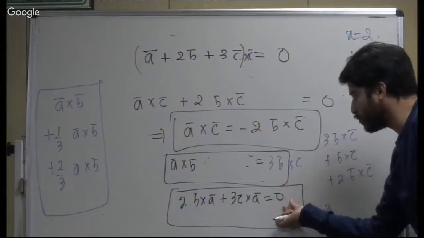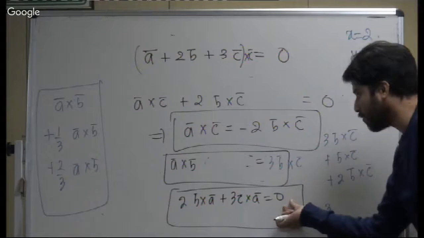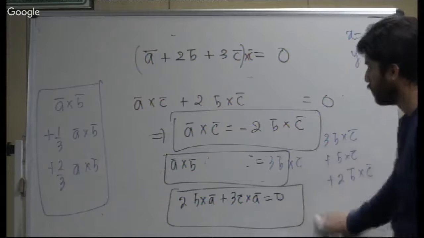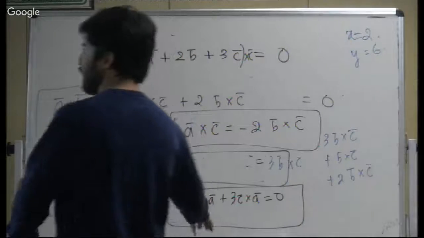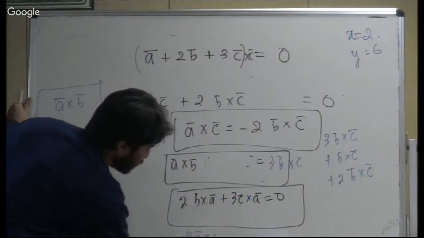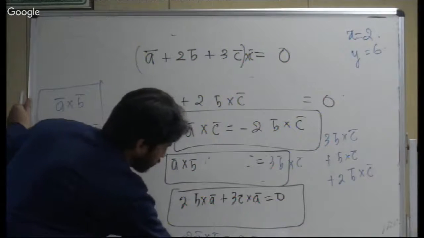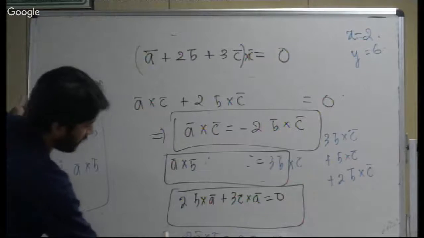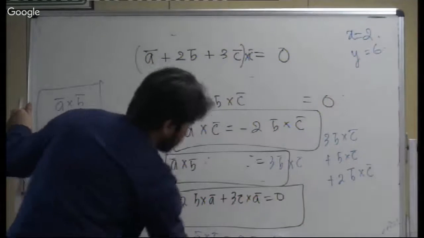So the minus one will come. Let me see, I want to change everything. So it will be 2A cross B, 3C cross A. Okay, so A cross B will be 3 by 2 C cross A.